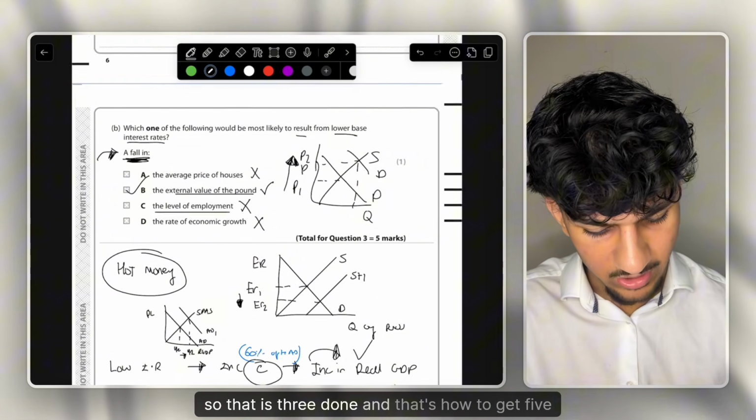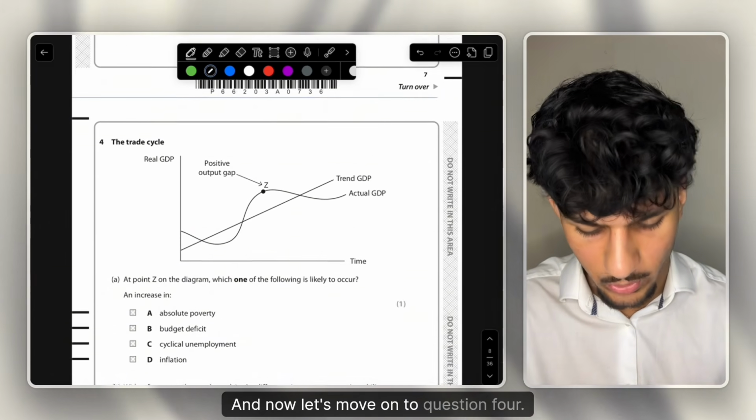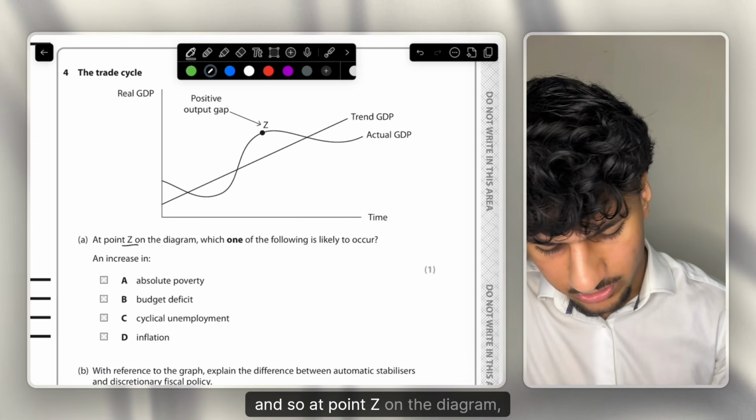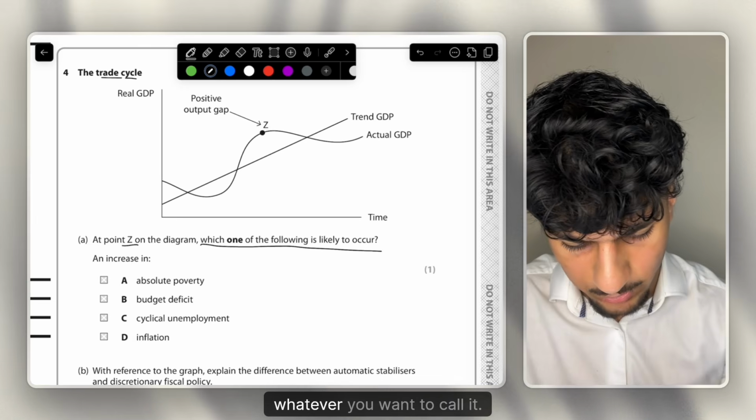Okay, so that is 3 done, and that's how to get 5 out of 5 marks on question 3. And now let's move on to question 4. So we've got a business cycle diagram here, and at point Z on the diagram, which of the following is likely to occur? So trade cycle, business cycle, whatever you want to call it.